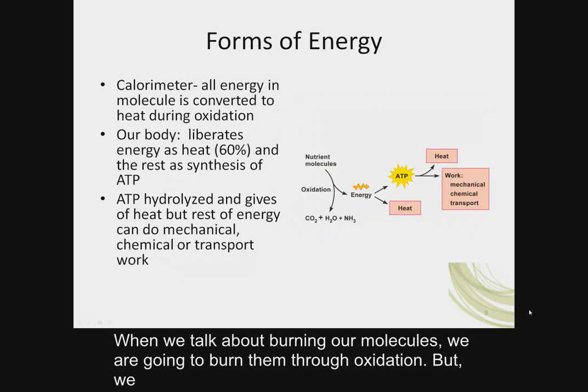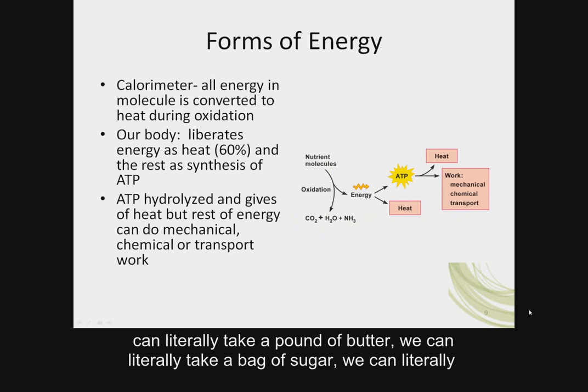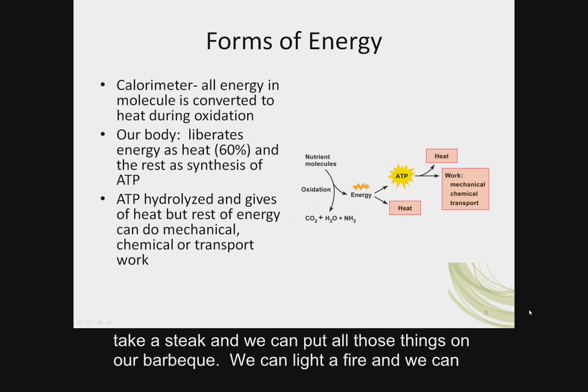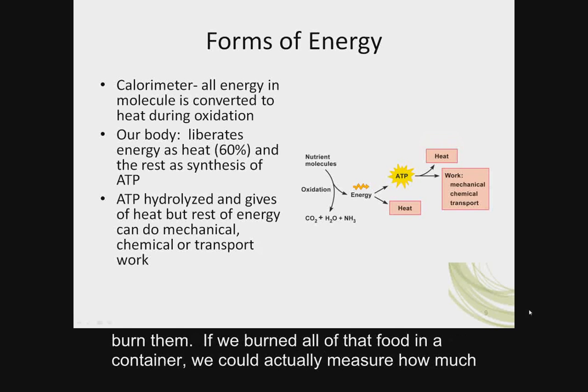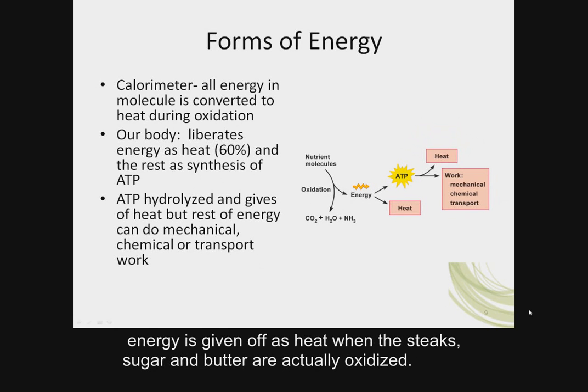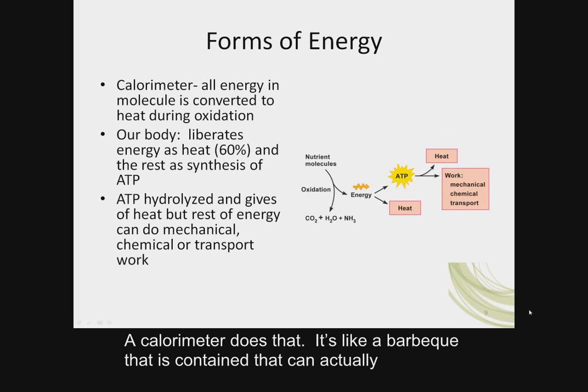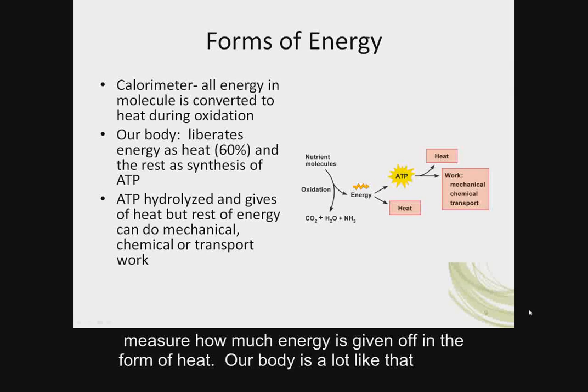When we talk about burning our molecules, we are going to burn them through oxidation. But we can literally take a pound of butter, a bag of sugar, a steak, and put all those things on our barbecue. We can light a fire and burn them. If we burned all of that food in a container, we could actually measure how much energy is given off as heat when the steak, sugar, and butter are oxidized. A calorimeter does that. It's like a barbecue that is contained that can measure how much energy is given off in the form of heat.